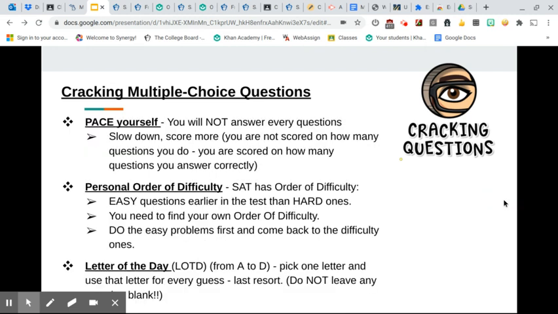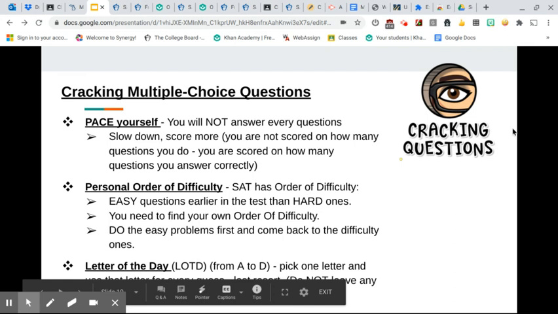Pace yourself. You will not answer every question. So slow down and score more. You're not scored on how many questions you answer, but on how many questions you get correct. So you want to get as many correct answers as possible.